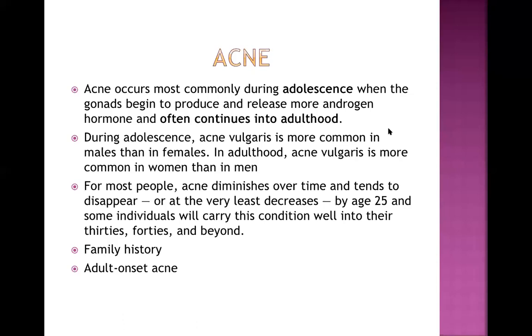Now, for most people, acne diminishes over time. It decreases over time and tends to disappear. For example, after we reach 25 or 30 years, there won't be any acne remaining. But after that age, if it remains or if it comes back, that clearly tells us that androgen is being secreted at a higher amount because of some causes, and we need to find out what those are. We should take a family history. It runs in the family, and some acne is adult onset, which I already discussed.